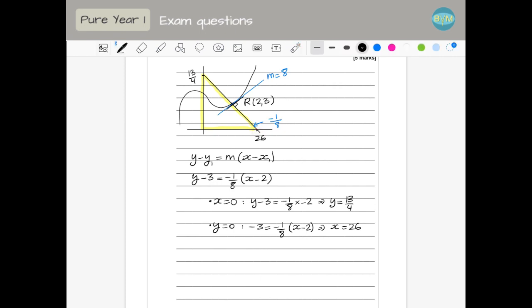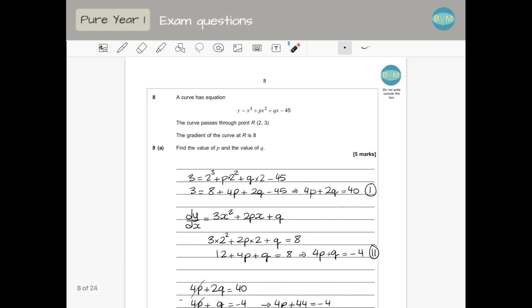So I'm just going to find the area of the triangle. The area is going to be 1/2 times base, which is 26, times height, which is 13/4. And this is 169 divided by 4. I don't have units or anything, so I just leave it like this. And that's all for this question.